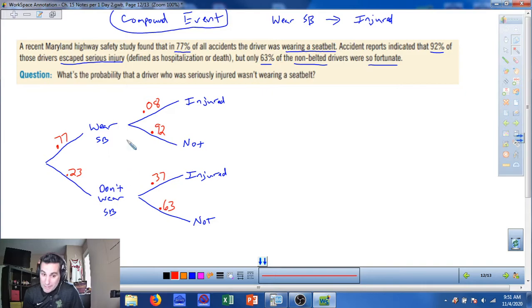Notice this is dependent, because your chance of getting hurt is totally different if you wear a seatbelt or you don't wear a seatbelt. So obviously, these two variables are dependent. If you wear a seatbelt, it causes you not to get hurt as much. So they're asking you for the probability that a driver who was seriously injured wasn't wearing a seatbelt. So they're asking you to figure out the probability that someone wasn't wearing a seatbelt given they got injured.